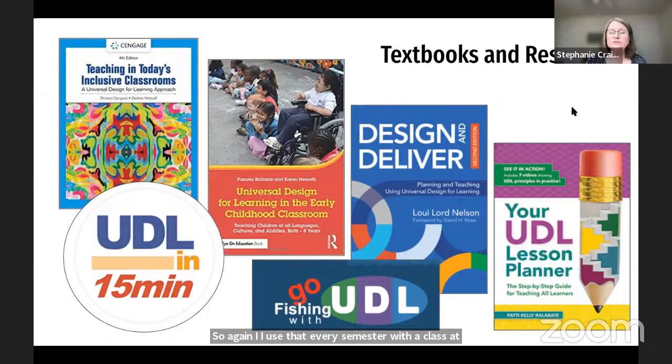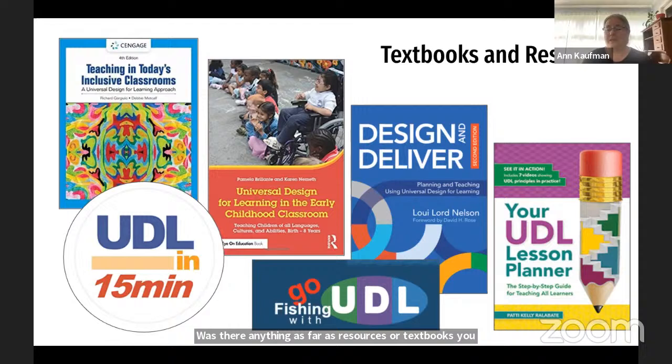Was there anything as far as resources or textbooks you wanted to add, Ann? No, other than the UDL lesson planner that's on the far right side. I think that's the book that a lot of students have said, why didn't you tell us about this book sooner? Why didn't you share this resource sooner? So that's the one that students talk about being such a great resource.